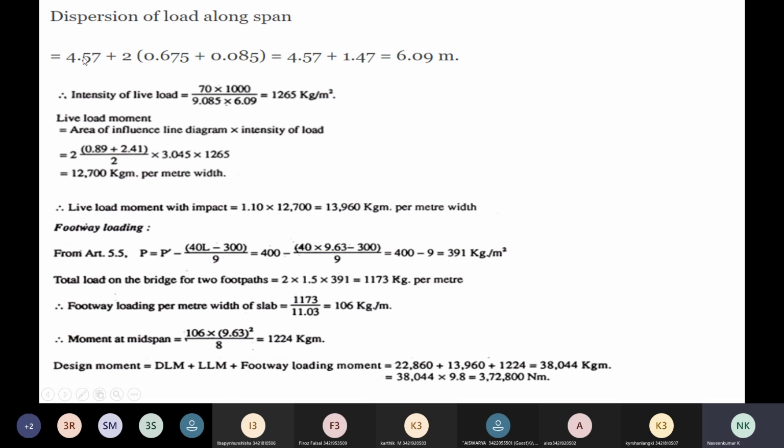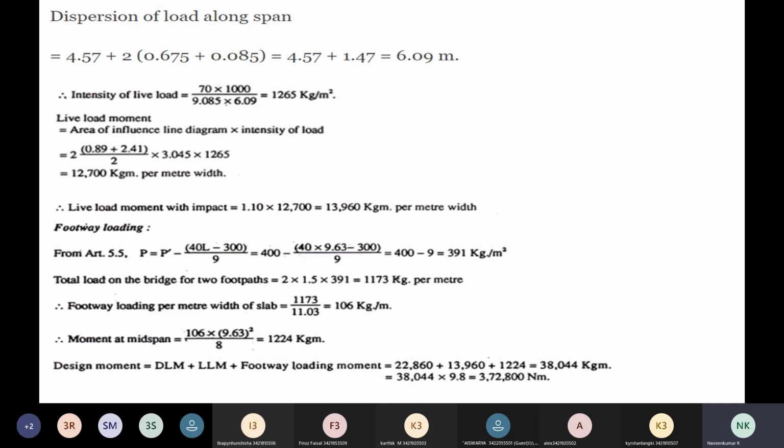First they calculate the load: 4.57 plus 2 into 0.675 plus 0.085. So this is the value. This is the value of load for the 70R wheeled load, okay, as per the IRC.